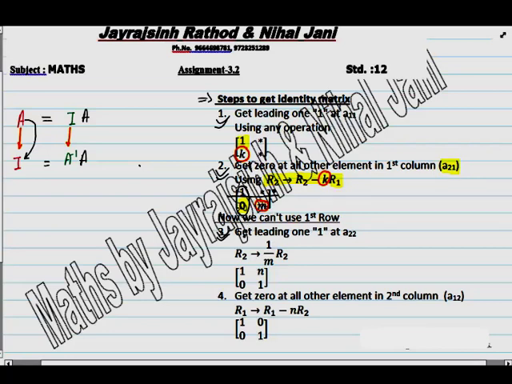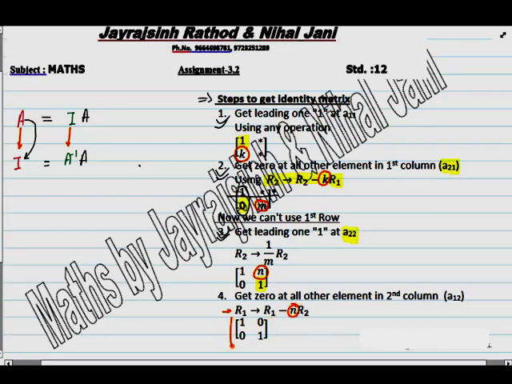Now to get the leading 1 at the A22 point, we are forced to take M common from the second row. So we have to apply R2 gives 1 by M R2. After this operation, we will get a leading 1 at the A22 point as well as the value of N at A12, where we have to get the 0 in the next step. And for that, our final operation is R1 gives R1 minus N R2.